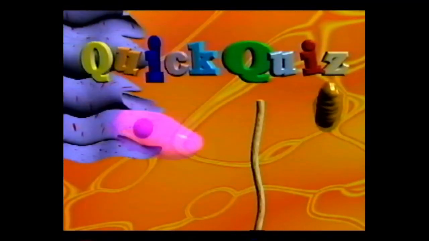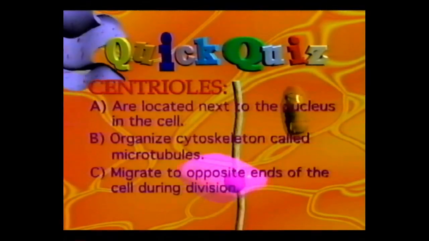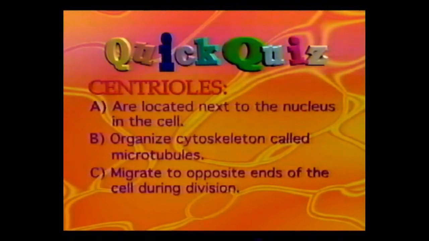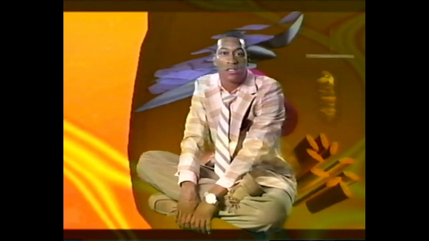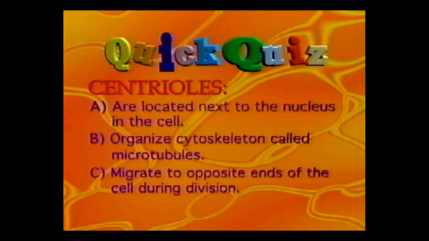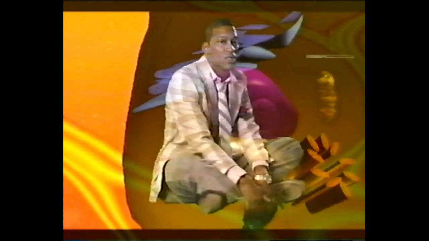Here's the Quick Quiz. Before we meet the nucleus, let's do one last quick question. The final question is: centrioles, A, are located next to the nucleus in the cell; B, organize cytoskeleton called microtubules; or C, migrate to opposite ends of the cell during division. Take a second to think about it. You think you got an answer? In this case, all three answers are correct. How'd you guys do? Excellent. Well, that's all for me. So now let's go back to see how Ryan's gonna get out of this cell.